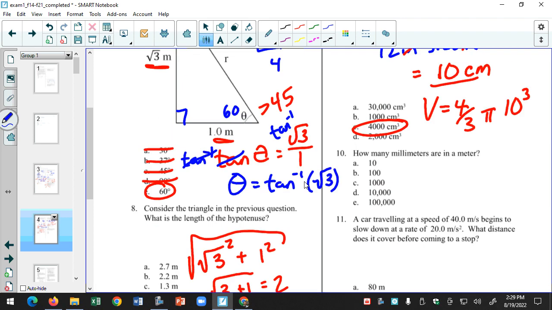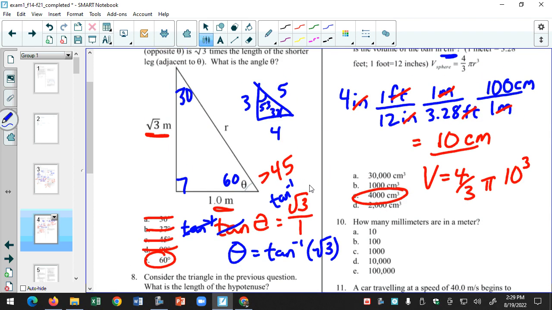So when you can do the tan with the negative one versus the regular tan. If you want to determine the angle theta, the way that you isolate theta from tan theta is to take the arctan, or the inverse tangent.